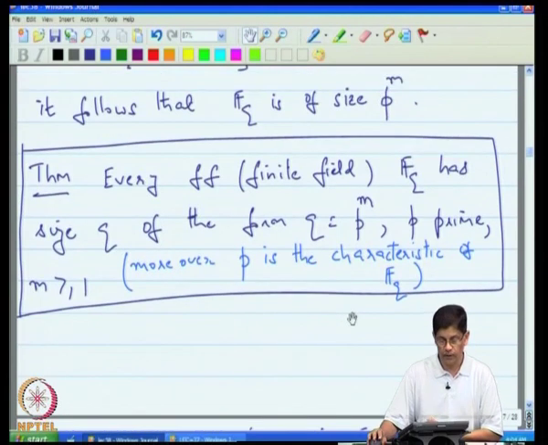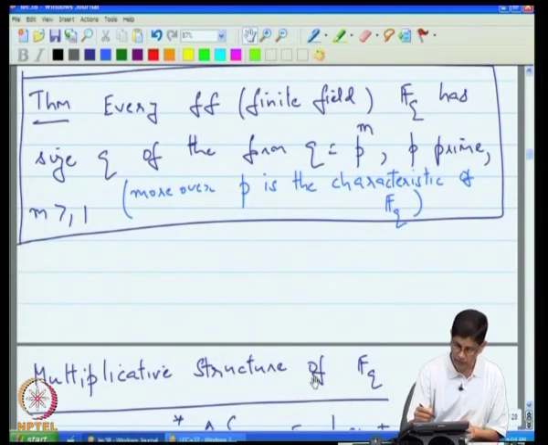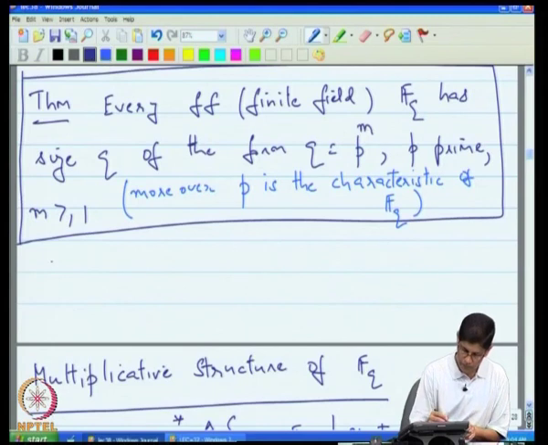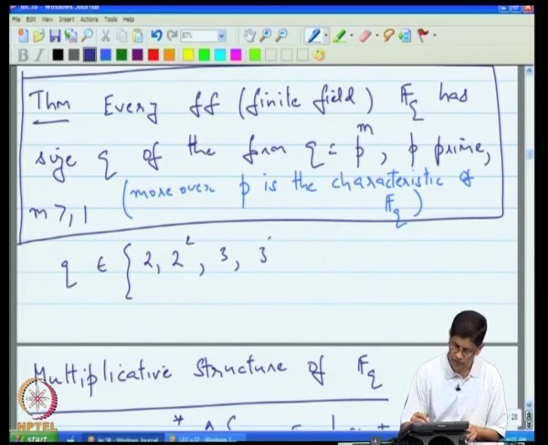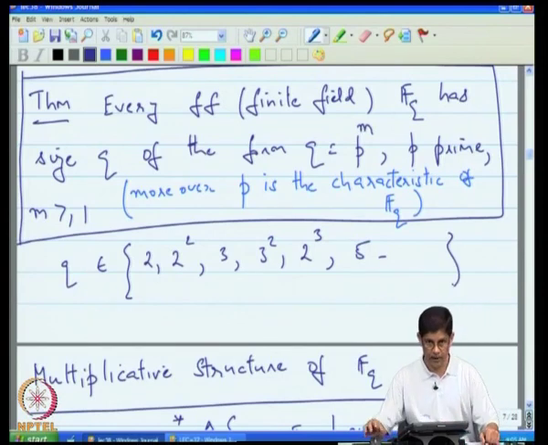So, that means that you cannot have finite fields, for example, of size 12, because 12 is not the power of a prime. So, what are the possibilities? The possibilities include, q for example could be 2, it could be 2 squared, it could be 3, it could be 3 squared, it could be 2 cubed and so on, it could be 5. So, always it has to be a power of a prime.